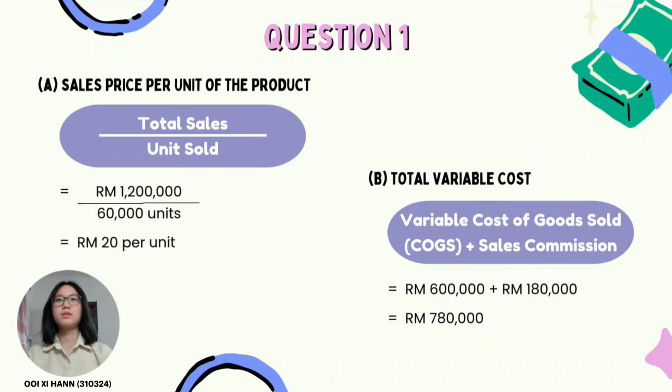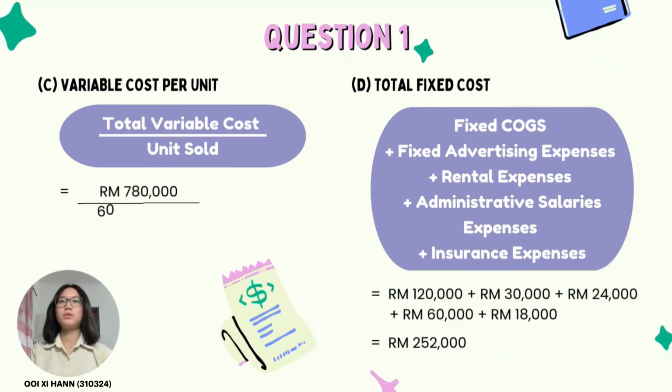The first calculation is the sales price per unit of the product. The formula is total sales divided by unit sales, which is 1,200,000 ringgit divided by 60,000 units, equals 20 ringgit per unit. The second calculation is the total variable cost. The formula is variable cost of goods sold plus sales commission, which is 600,000 ringgit plus 180,000 ringgit, equals 780,000 ringgit. The third calculation is variable cost per unit. The formula is total variable cost divided by units sold, which is 780,000 ringgit divided by 60,000 units. The variable cost per unit is 30 ringgit.